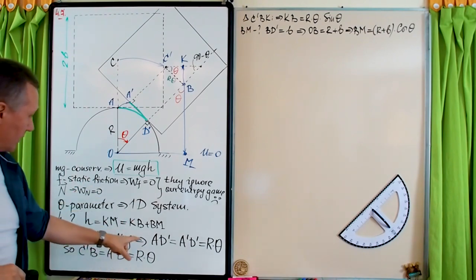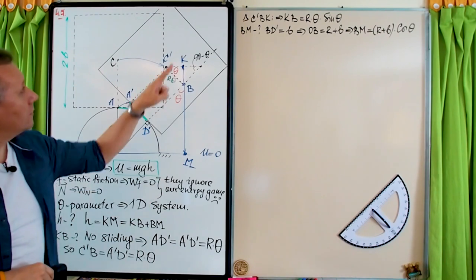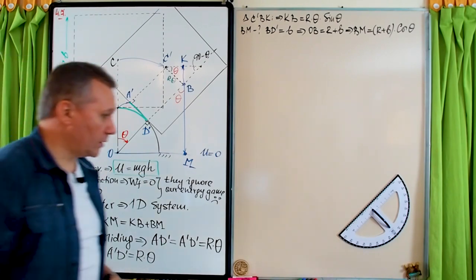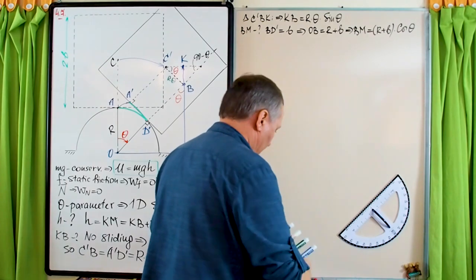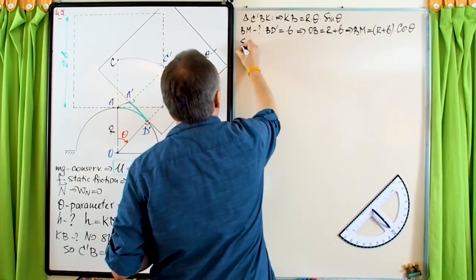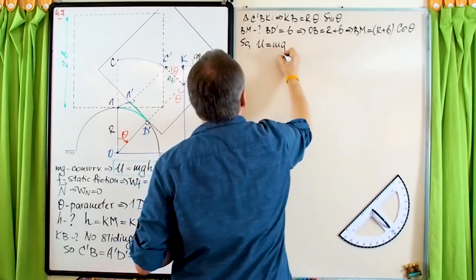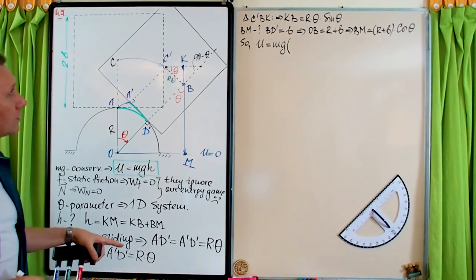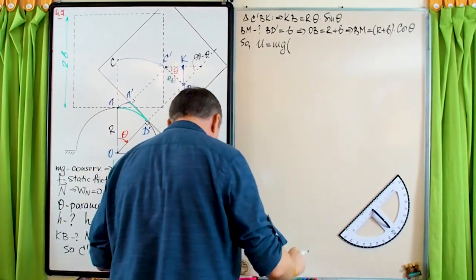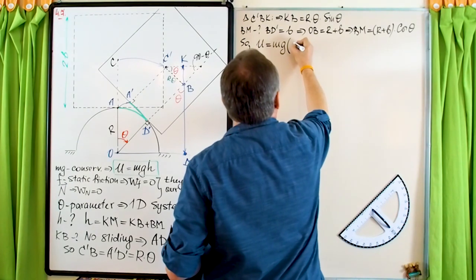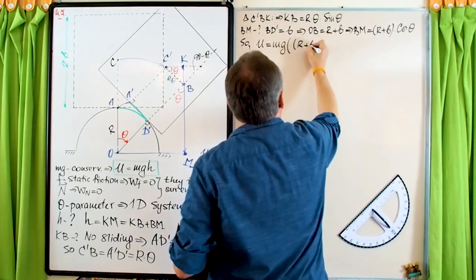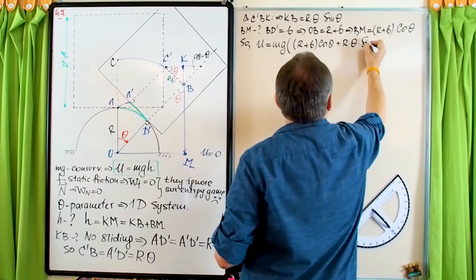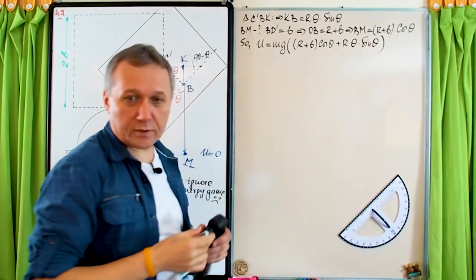Okay, so now we know H, it's KB plus BM. And we can write potential energy. So we are ready to write down potential energy. Right, so U equals mg, and KB. Probably I will write, I just want to see which one I wrote first. Let me write this first. So it will be R plus B cosine theta, and then plus R theta sine of theta. Right. So that's our potential energy.